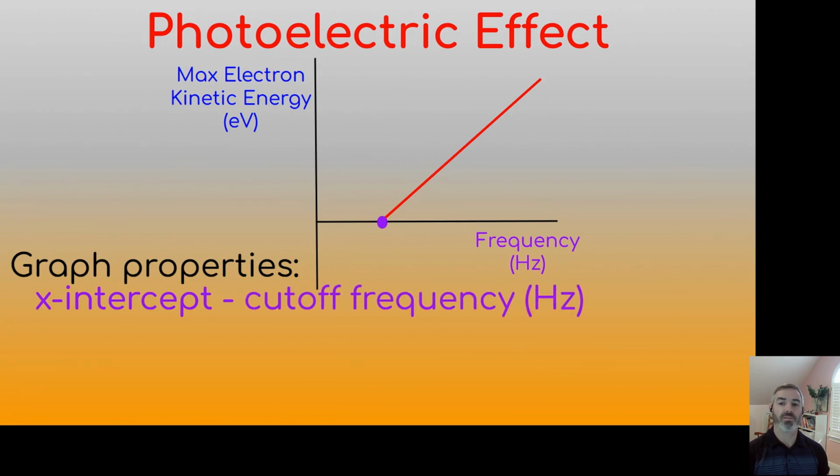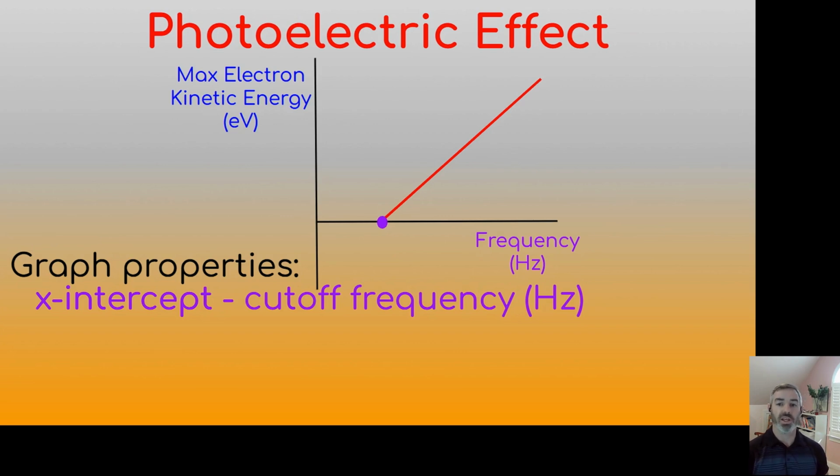So any value of frequency below this cutoff frequency is not going to produce photoelectrons because it just does not have enough energy transfer to those electrons to cause them to break free from the binding energy of those atoms that the electrons are attached to.